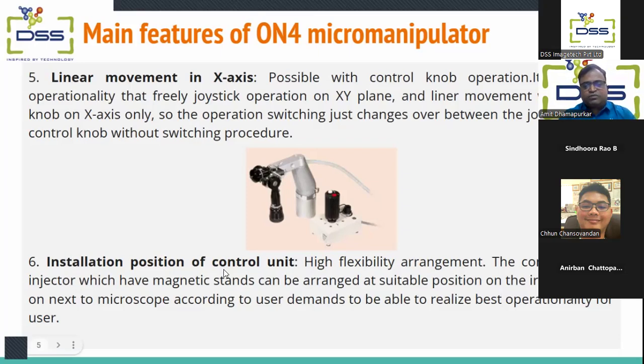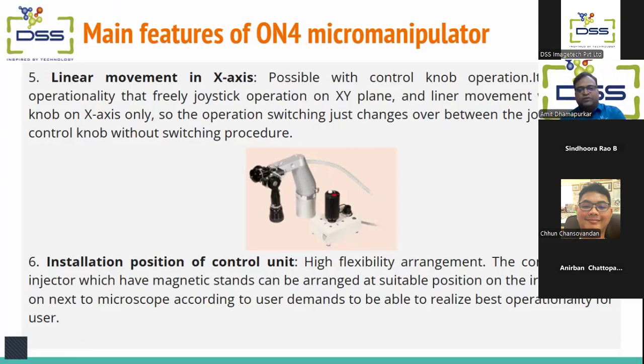The sixth point is the installation position of the control unit, a high flexibility arrangement. Some people have a habit of putting both injectors on the left-hand side or the right-hand side, according to what is feasible for them to perform ICSI. It has a magnetic stand that can be arranged in a suitable position, either on the left-hand side or the right-hand side, or the injecting position on the right-hand side and the holding position on the left-hand side. This arrangement is also possible in the ON4 micromanipulation system.